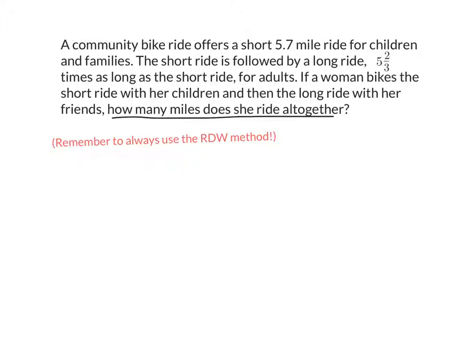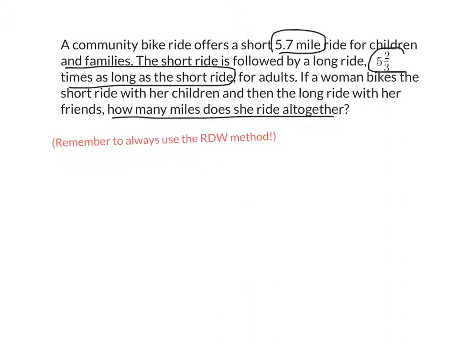The short ride is 5.7 miles. So she first rides the short ride, which is 5.7 miles, and then the longer ride, 5 2/3 times as long as the short. Very good. Then she does the long ride, which is 5 2/3 times as long as the short ride.